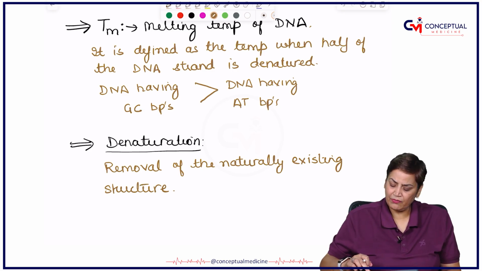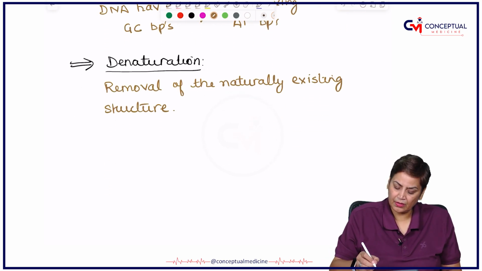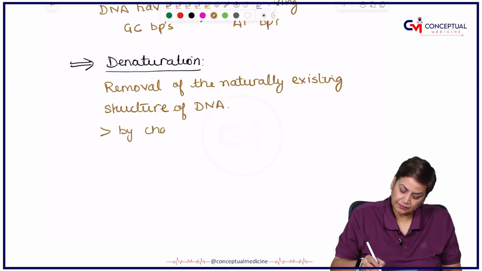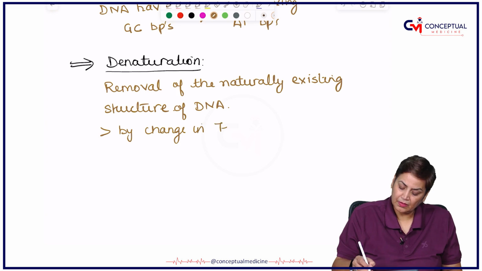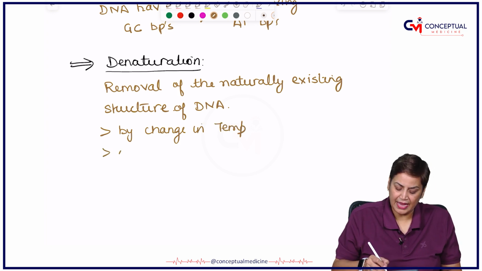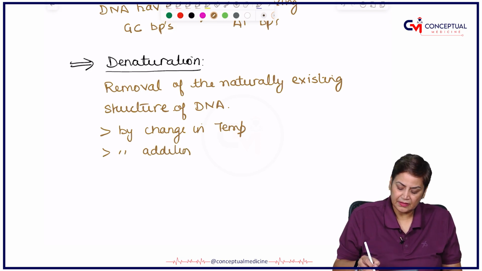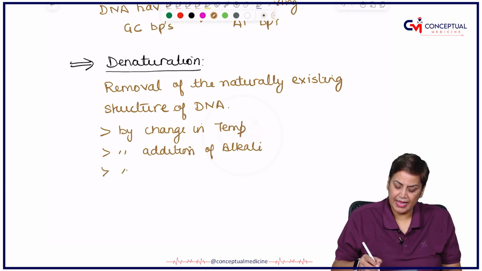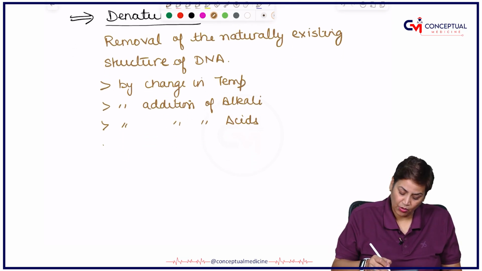Now it can be due to so many factors, by, you can say, change in temperature, whether it is increased or decreased, by addition of alkalis or by addition of acids. Similarly, formamide also destabilizes the bonds.